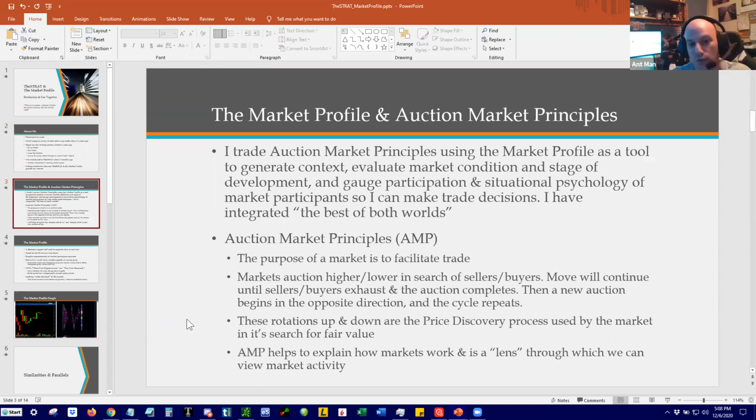As I said, I trade auction market principles, and I use the market profile as a tool to generate context, evaluate market condition, and stage of development. The stage of development just refers to, is the market in what's called balance, or is it in imbalance? And balance, in simple terms, is a consolidation range. So equilibrium, kind of like Rob always talks about, right? And I'm sure on a higher time frame, it would be inside of something.